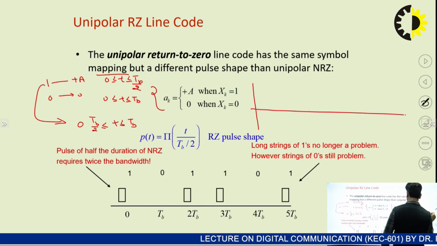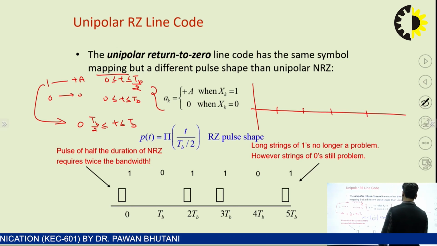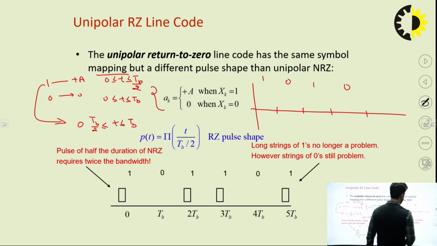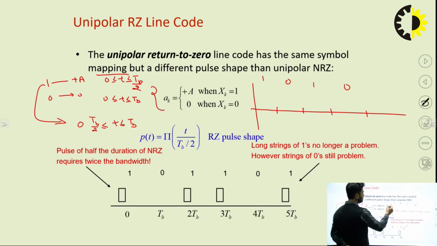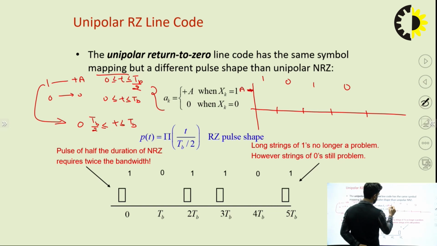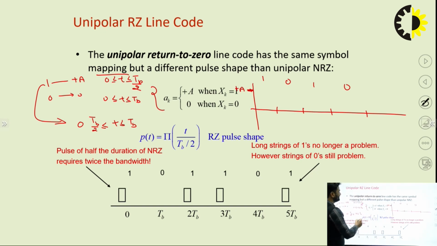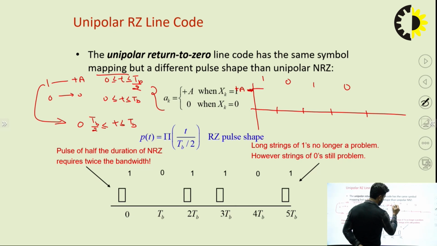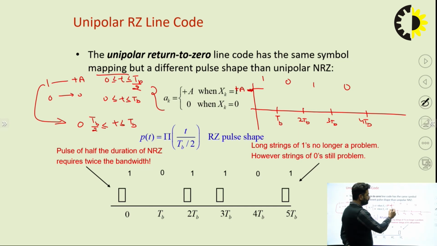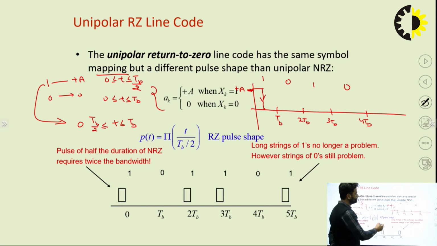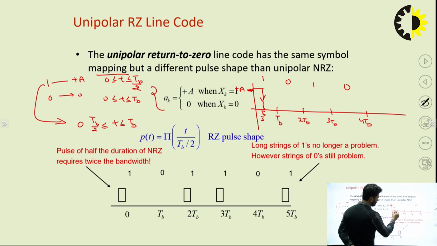Now see here. This is the binary data 1010. Now we have to represent the unipolar RZ line code. In unipolar RZ code, unipolar means only plus A polarity will be there. The first bit is 1, and 1 is represented by the plus A voltage. Now this is TB, this is 2 TB, 3 TB, 4 TB. Now plus A for TB by 2, then it will return to 0. For the next TB by 2, it will be 0.